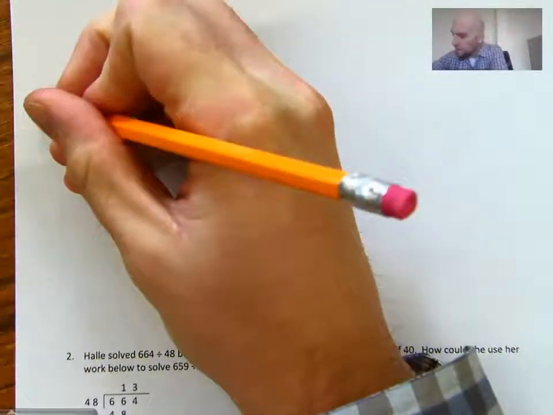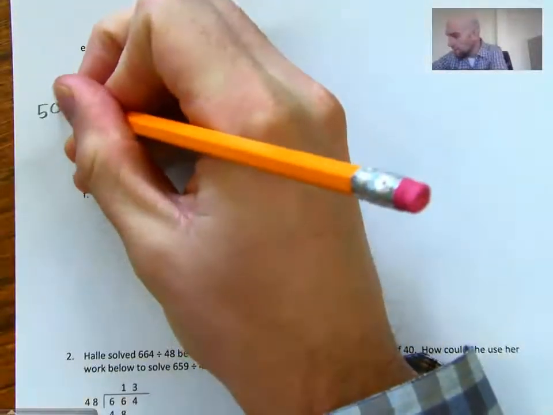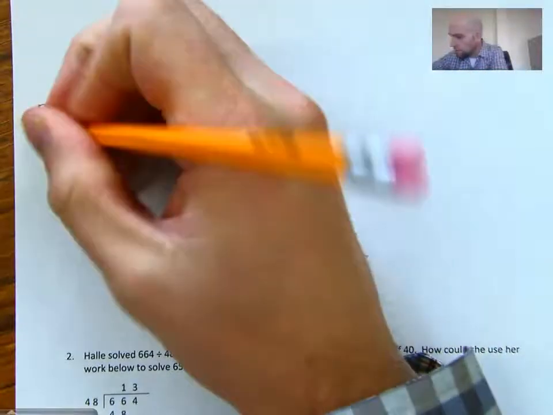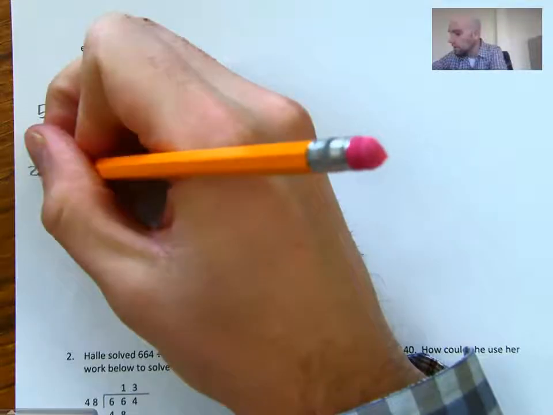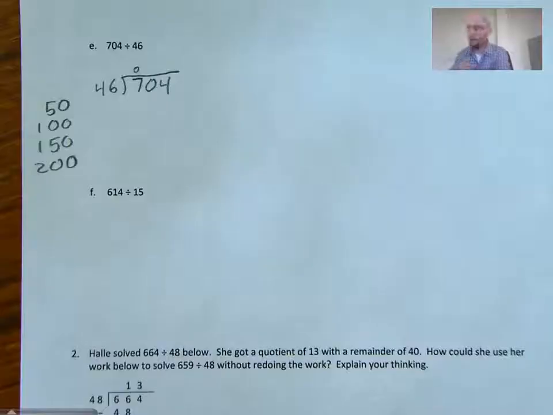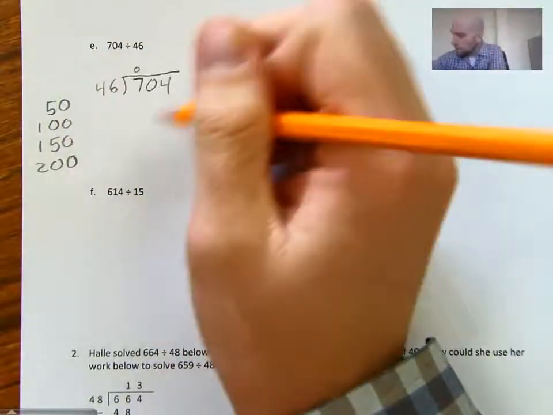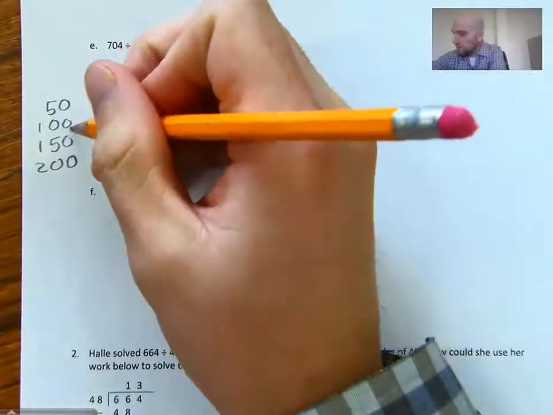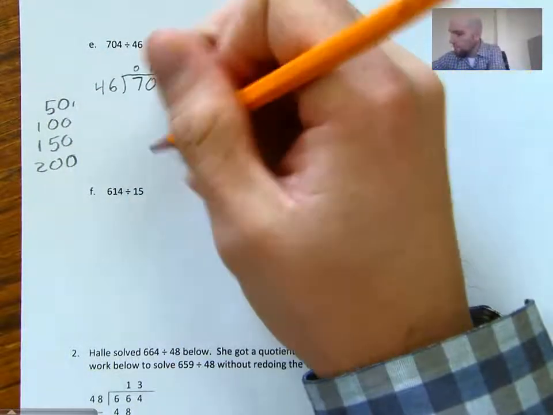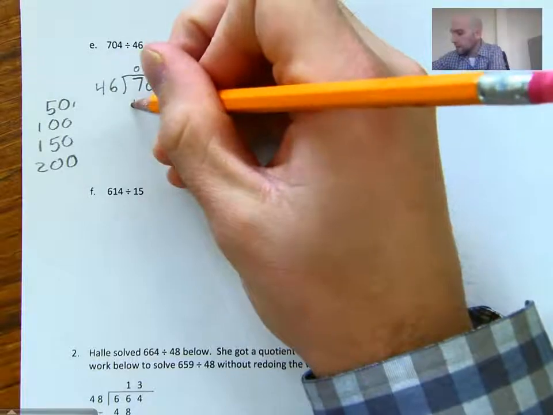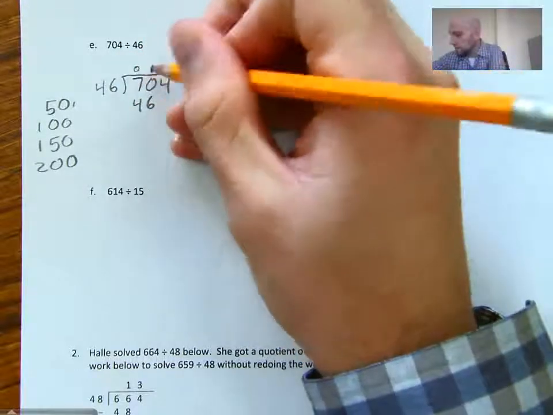I'm going to use 50 because 5s are easy to count by. Make a little fact tree here: 50, 100, 150, 200. And I don't really need to go that far, but I will in case we need it again. 46 or 50 goes into 70. Well, it doesn't go in 2 times, so we'll just put a 1 here for now. 1 times 46 is 46.